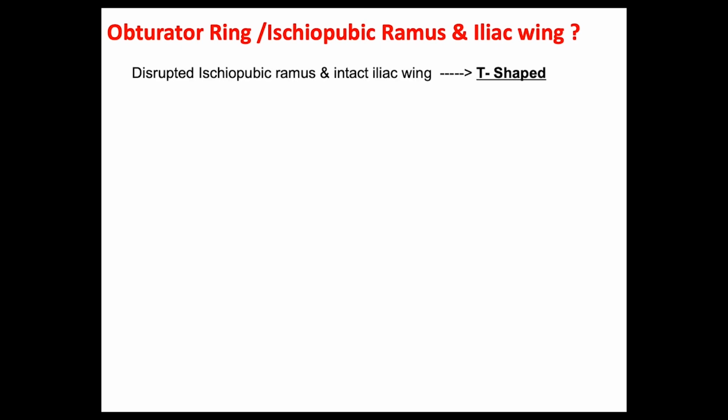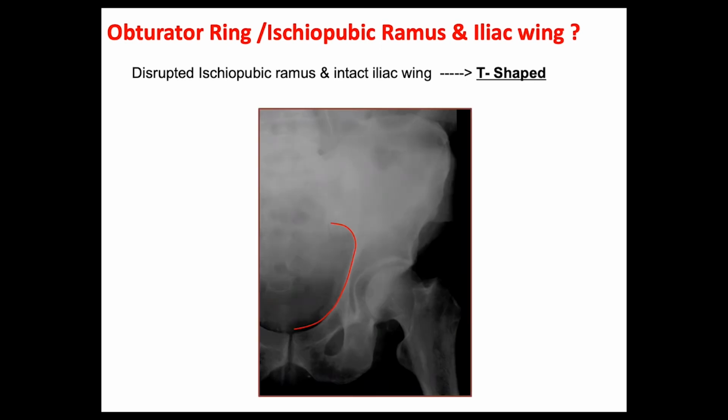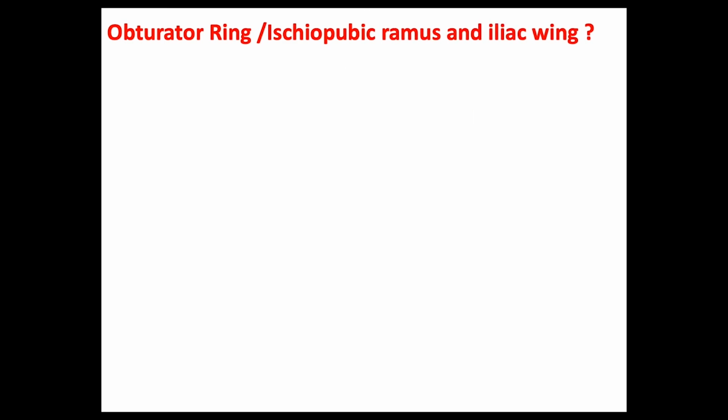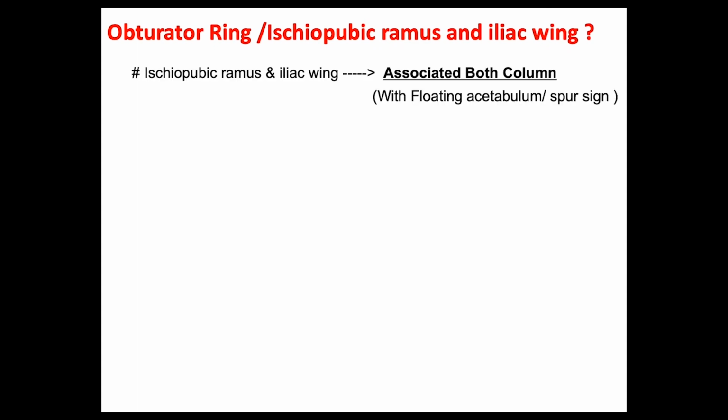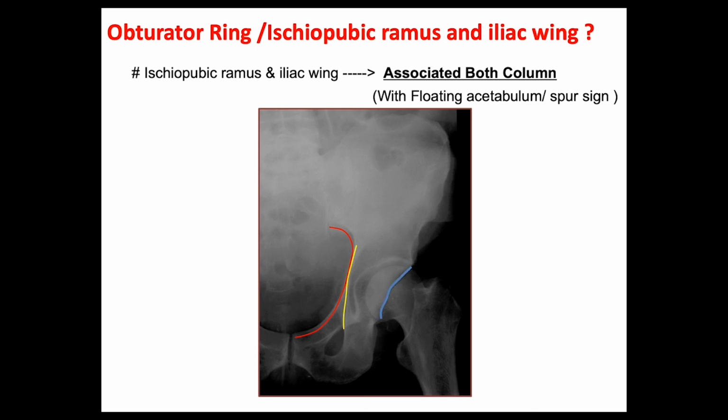In case of disruption of the ischiopubic ramus and intact iliac wing, this would represent a T-shaped fracture, where here we could see disruption of the iliopectineal, ilioischial, anterior wall, posterior wall, in addition to disruption of the ischiopubic ramus. Finally, if there is in addition disruption of the iliac wing, in addition to disruption of the other radiographic lines, this would occur in associated both column fracture, and this is associated with floating acetabulum as well as spur sign.